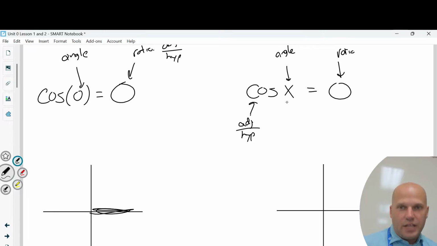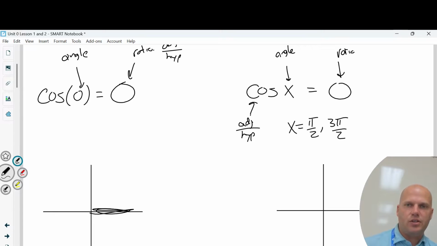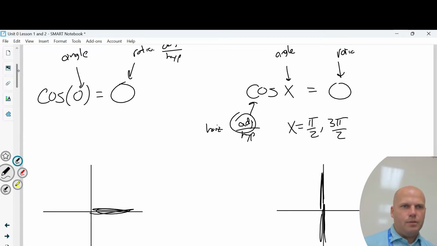Well, the answer to this question would be pi over 2 and 3 pi over 2 if we're talking about angles between 0 and 2 pi and not going outside of 360 degrees. Why? Many ways to think about it. The adjacent, the horizontal length being 0, where does that occur? Up and down.